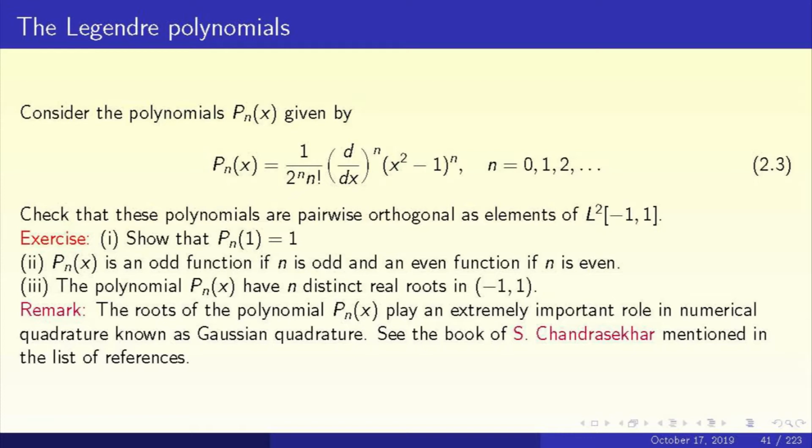And the zeros of these Legendre polynomials, the roots which lie in minus 1, 1, are important in numerical integration or numerical quadrature. It is called Gaussian quadrature. You can see the book of S. Chandrasekhar for more details on this Gaussian quadrature and how he applies it in quantum theory and radiative transfer. Now let us take the next result on the least square approximation.